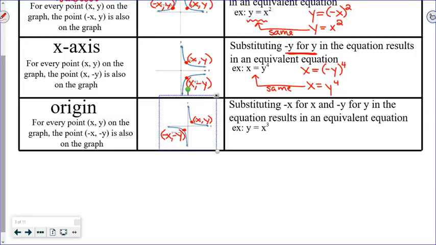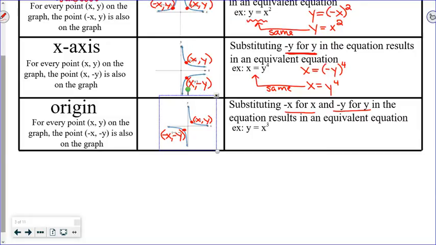There is no opposite letter to plug in. Like I said, testing for the y-axis, plug in the other letter. Testing for the x-axis, plug in the other letter. Well, there's no other letter for origin. That's your indication to just plug in both. You have to plug in negative x for x and negative y for y, and if you can clean that up and get back to the original, it has symmetry about the origin.